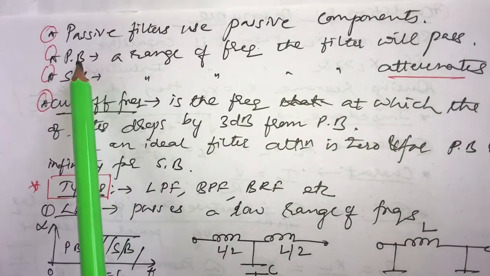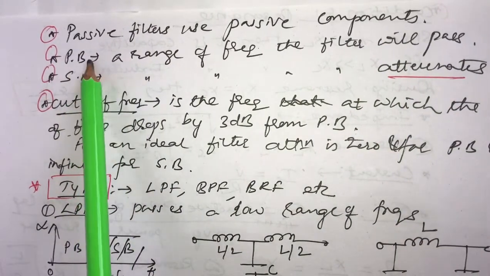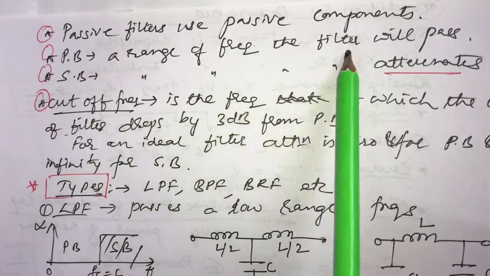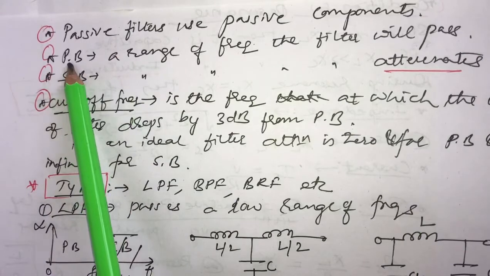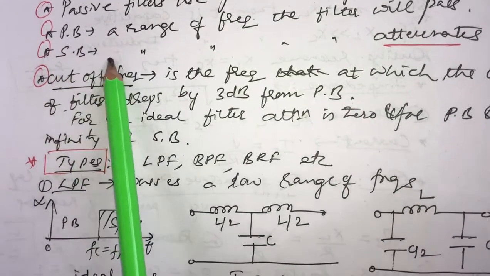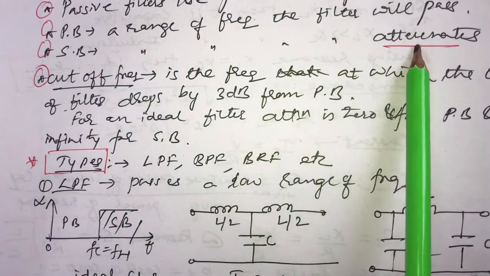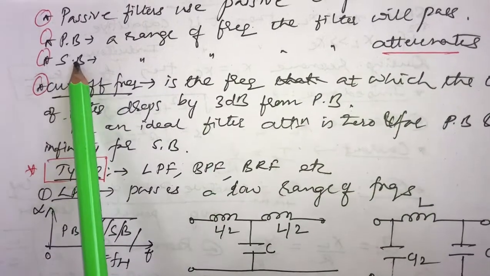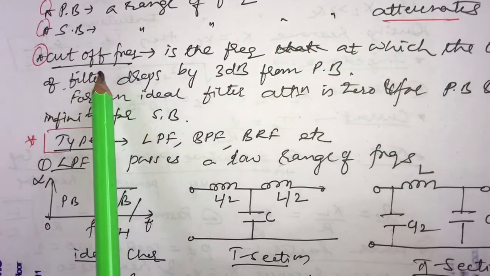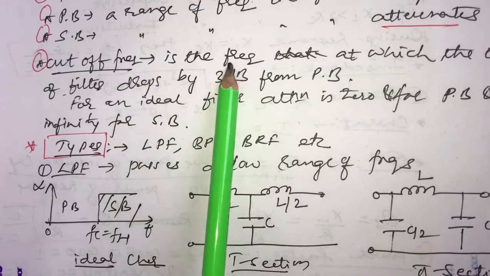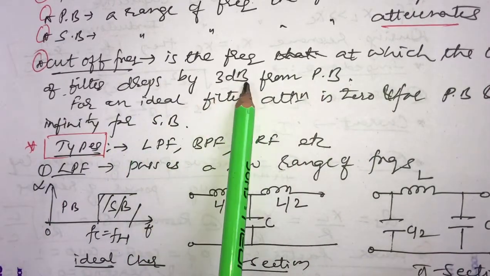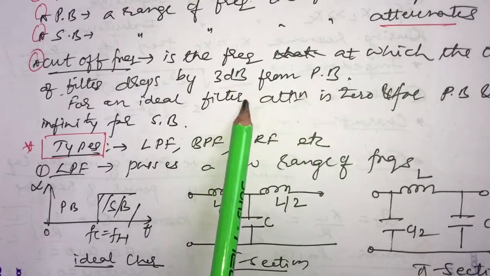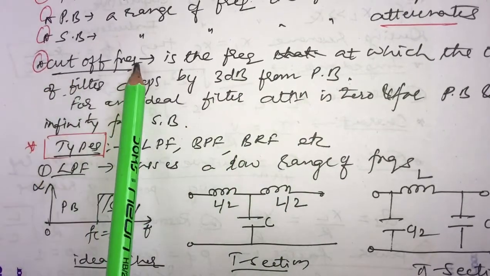And next, pass band and stop band definition. Pass band means a range of frequency the filter passes. So whichever range of frequency it passes faithfully, that range is called pass band, and the range of frequency the filter attenuates or rejects, that is called stop band. Next very important point, cutoff frequency. It is the frequency at which the output of the filter drops by 3 dB from the pass band. The point where it drops 3 dB from the pass band, we call the cutoff frequency.